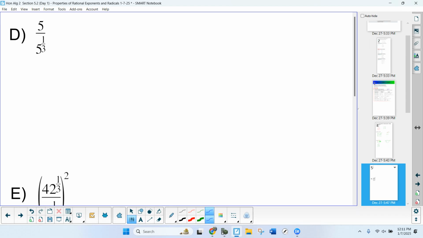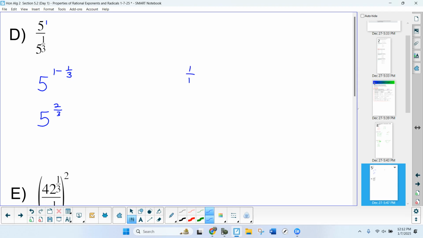Karina, what's my invisible exponent up here? 1. You have 5 to the first over 5 to the 1/3, or 5 to the first divided by 5 to the 1/3. So what do you do with your exponents? Subtract. So you're going to subtract 1 minus 1/3. What's 1 minus 1/3? 2/3.